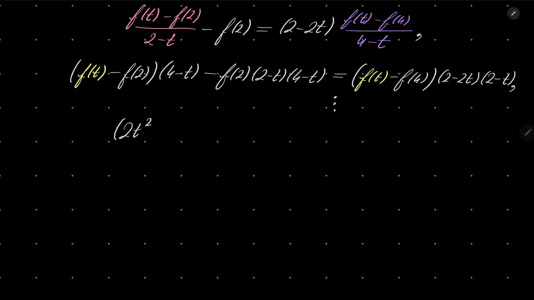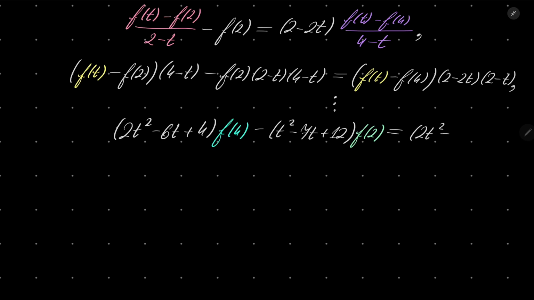(2t² − 6t + 4) f(4), let's write it in this color, f(4), minus (t² − 7t + 12) f(2) equals (2t² − 5t) f(t).